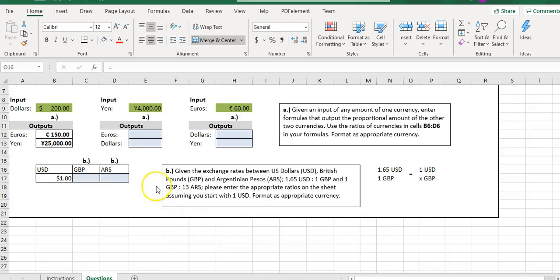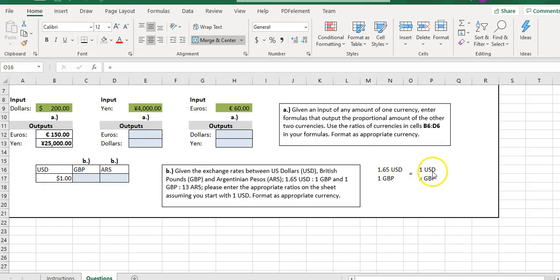All right, so now we're looking at Part B, and Part B is a little bit different. They're talking about $1 US over here, and they want you to find the conversions for British pounds and for Argentina pesos. In the directions, they told you that 1.65 US is equivalent to 1 British pound, so I wrote that over here: 1.65 US is 1 British pound.